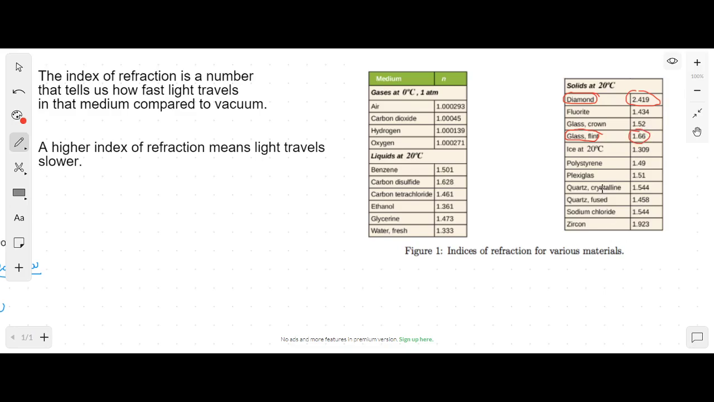Now glass is a less dense material than diamond, and it's not by coincidence that its index of refraction is also lower. Diamond has a higher index. That means that the speed of light is lower. So I'll say v, and we'll say n. So higher n, lower v. That's just the relationship.